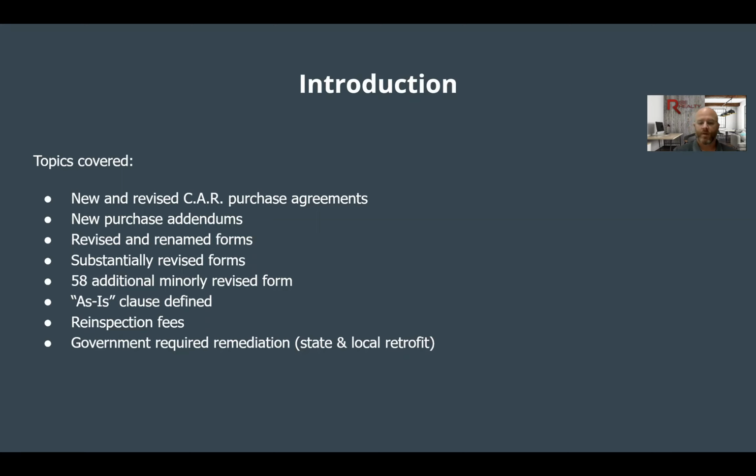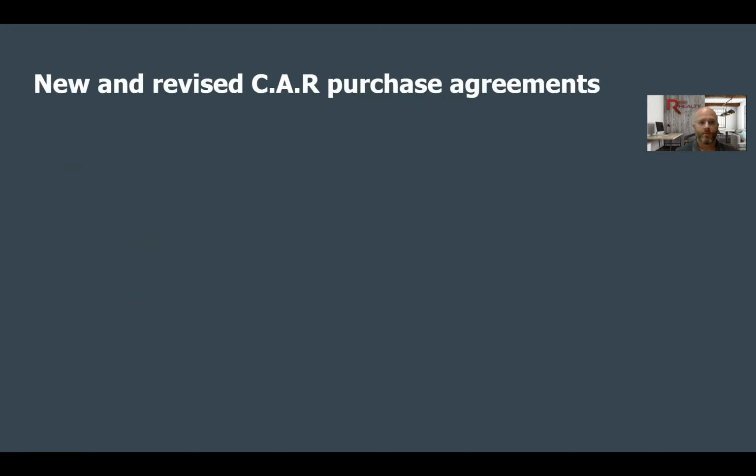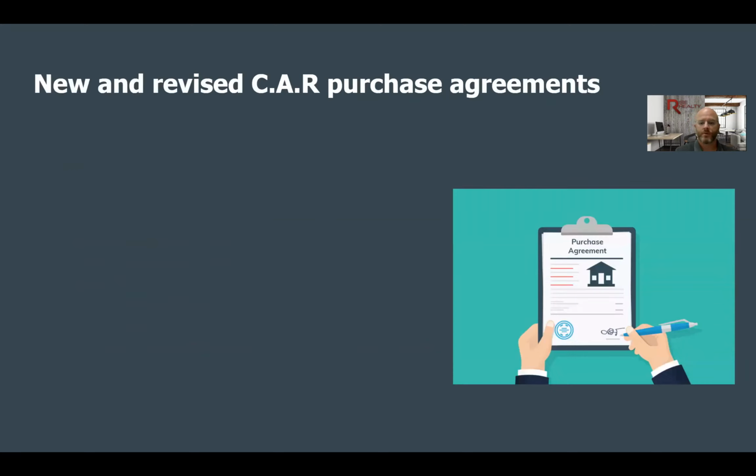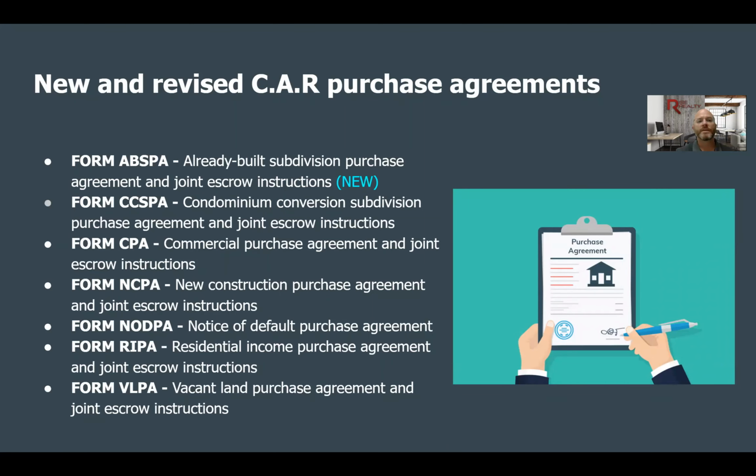So we'll go ahead and get started. These are the new car purchase agreements that have been revised. So there is a new one. It's the AB SPA, so this is already built subdivision purchase agreement and joint escrow instructions.